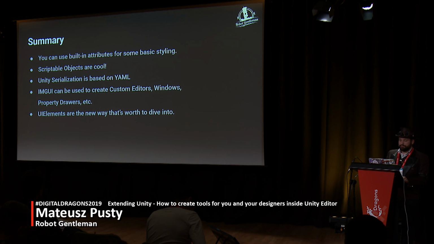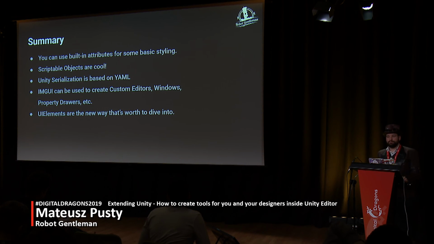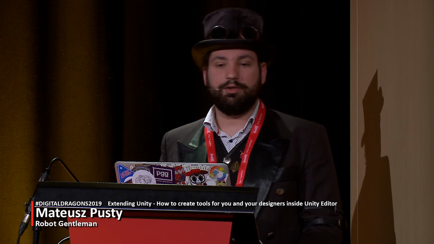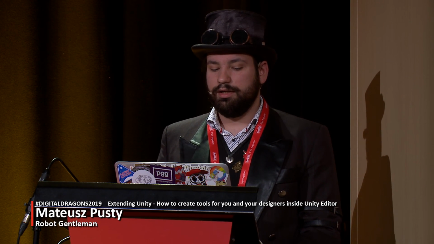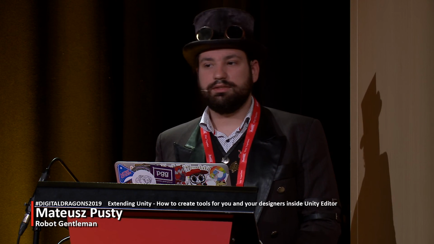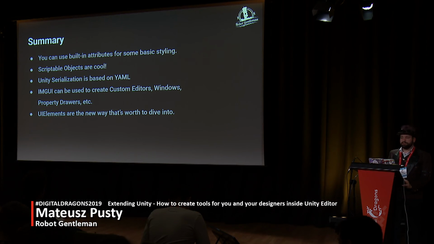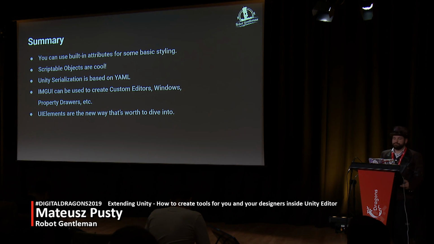To sum up, you can use built-in attributes for some basic styling. Scriptable objects are very cool, and I recommend you use them. YAML is how Unity serializes stuff. You can create custom editors, windows, property drawers for your attributes, custom attributes. You can create a lot of stuff that is helpful for you to create some cool tools.